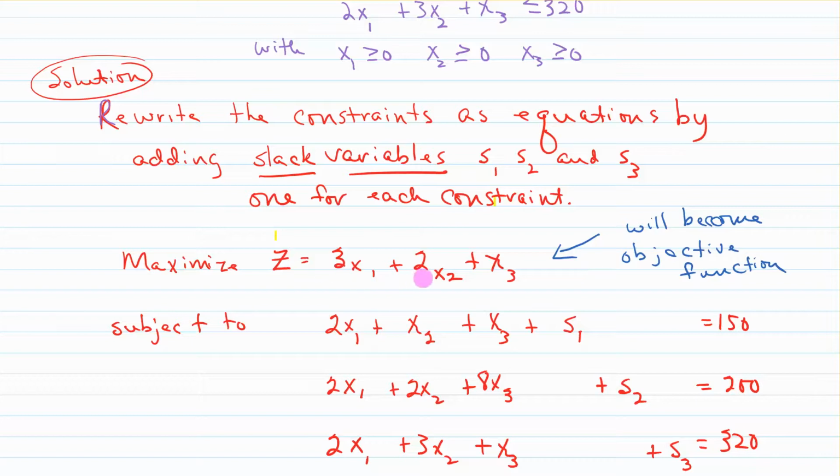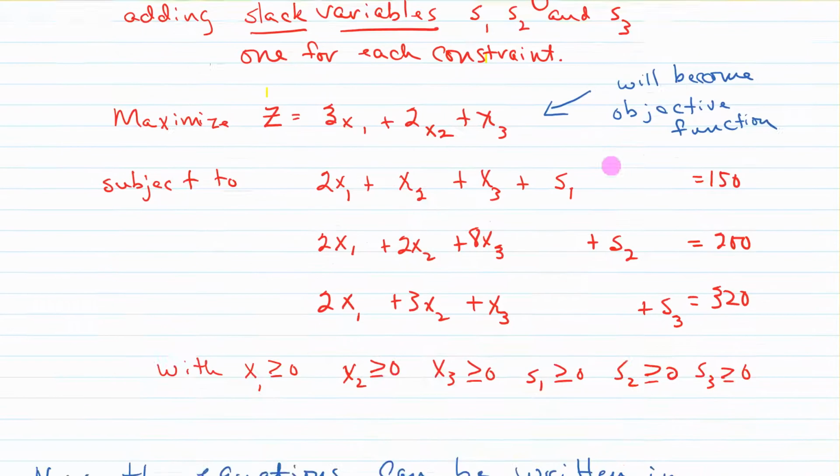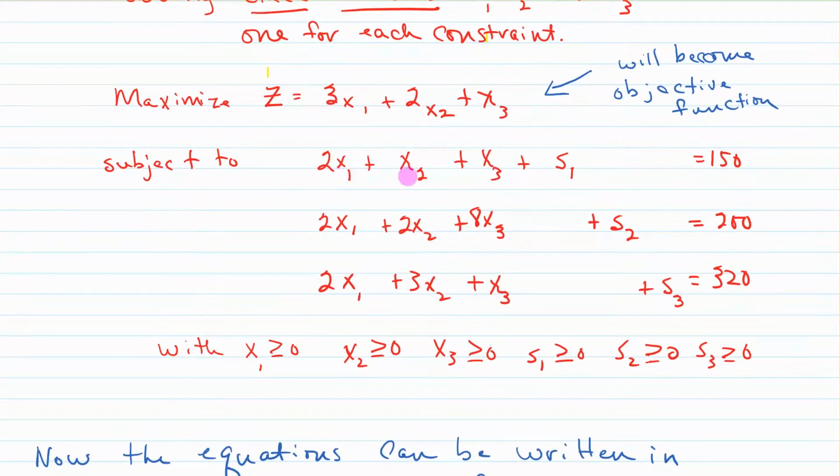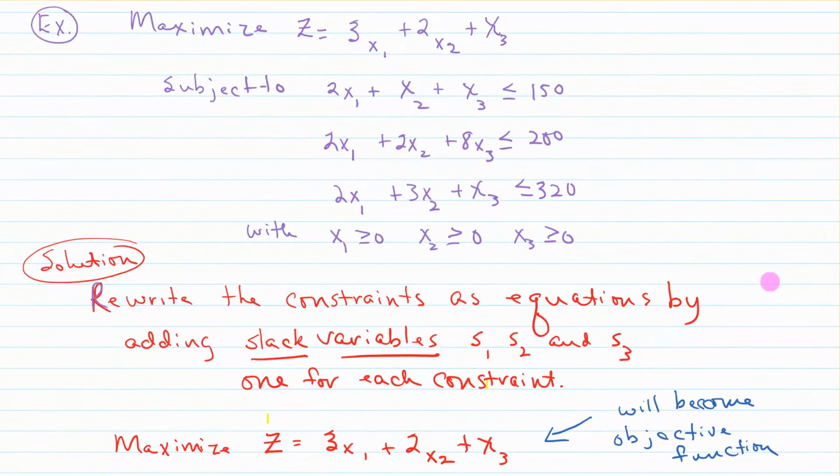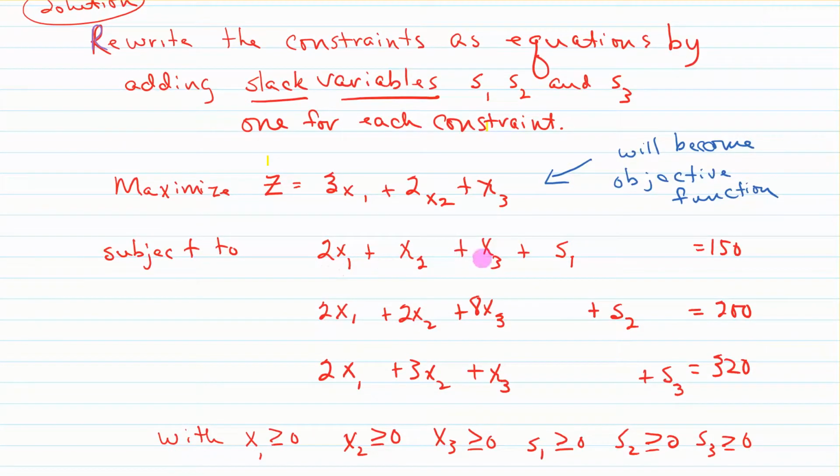The z is going to become the objective function that we talked about in the previous chapter. Subject to 2x sub 1 plus x sub 2 plus x sub 3 plus s sub 1. And it's no longer an inequality, it equals 150. So let's look back up here. This was these three things added, less than or equal to 150. We've still got those three things, but we added in a slack variable equals 150. Second constraint, we don't have an S1, we have an S2 equals 200. Third constraint, S3 equals 320.